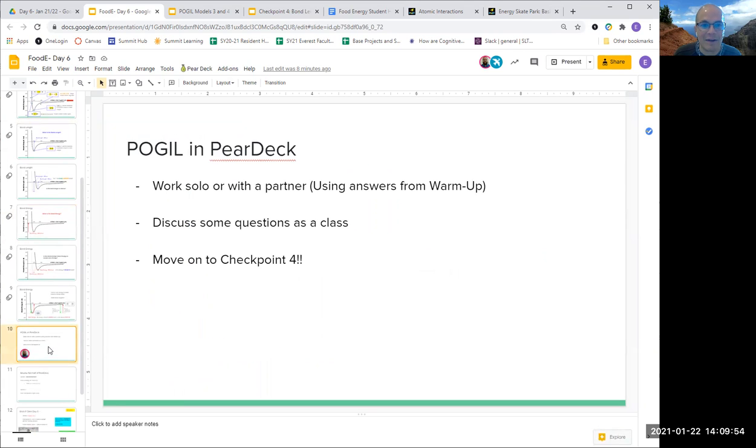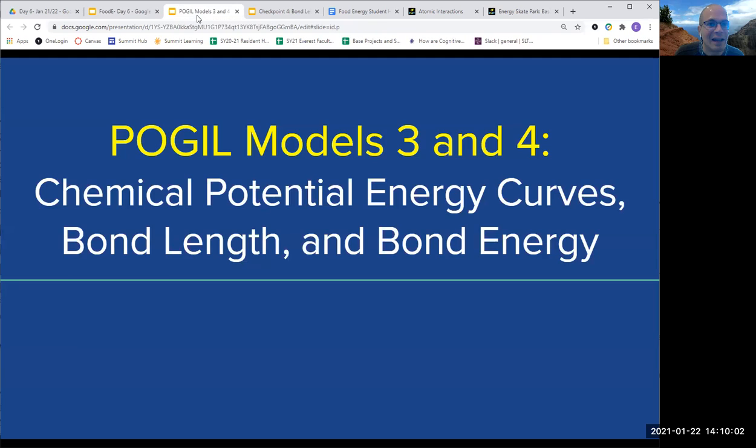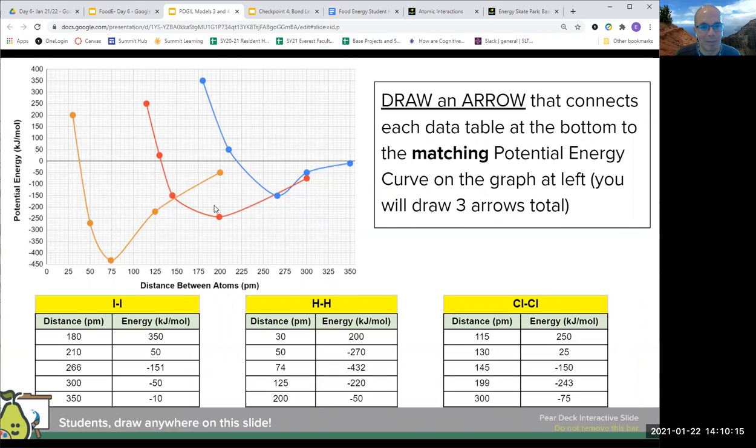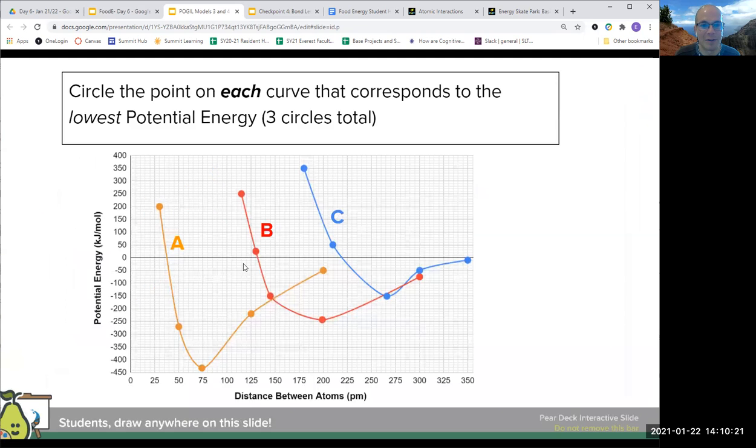After that, we did a POGIL in Pear Deck that the students did at their own pace, and this is what most of class was spent on. It looks like this. We encourage you to do this. The link is going to be on the student hub for every class section. You'll see there are more potential energy curves. This shows 3 of them for 3 different molecules, and you had to match up the curves with the molecules.